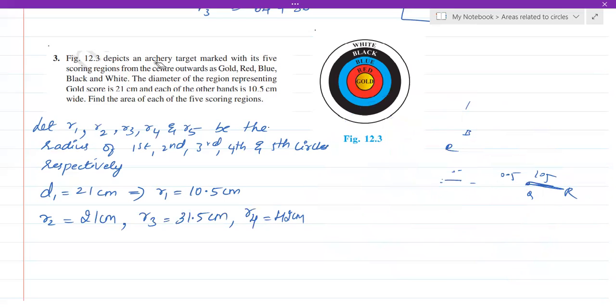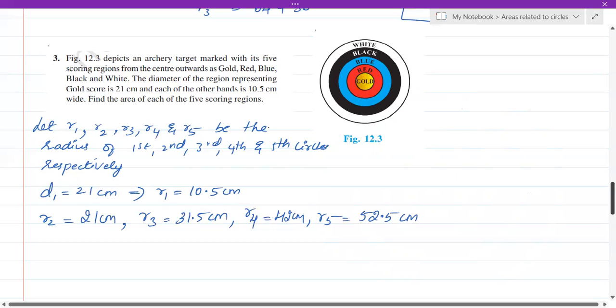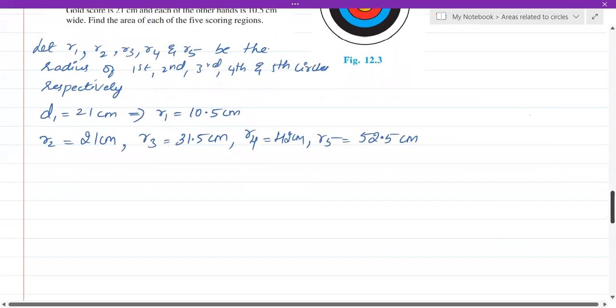So that's the logic. For each circle, if you want to find the radius, you'll be adding 10.5. So R5 will become 42 plus 10.5. That will become 52.5 centimeters. So these are the radius of the respective circles. R1 is 10.5, R2 is 21, and so on. Okay. So we have got the radius of all the circles.